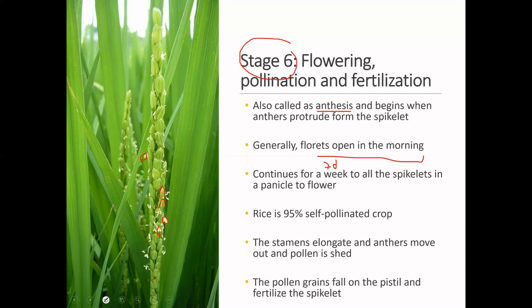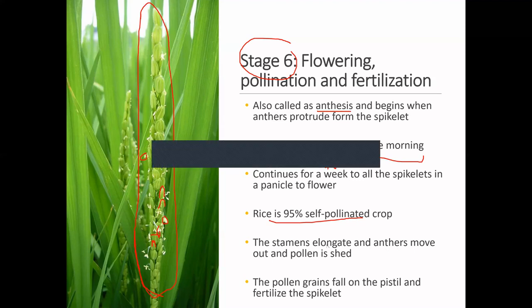So this is the panicle. For example, this is one panicle. There are a lot of spikelets, and then we'll have florets, small, tiny flowers called florets, in a combined flower. Rice is almost 95% self-pollinated crop. The stamens elongate and anthers move out, and pollen is there.